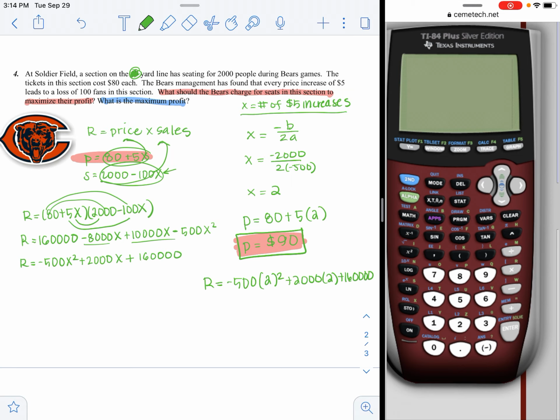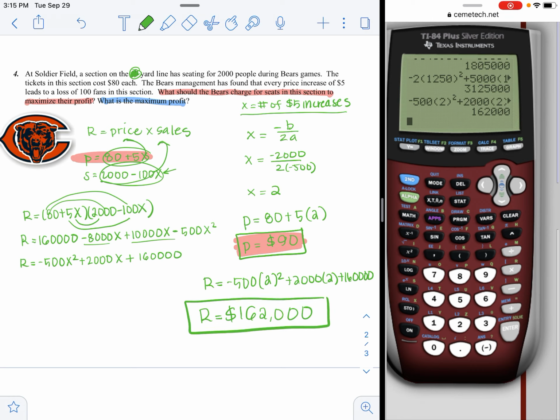All right, let's type that. Negative 500 parentheses 2 close the parentheses squared plus 2,000 parentheses 2 close it plus 16 with 4 zeros, enter. So that's what I got as an answer, which is $162,000. Okay. And we've answered both questions.